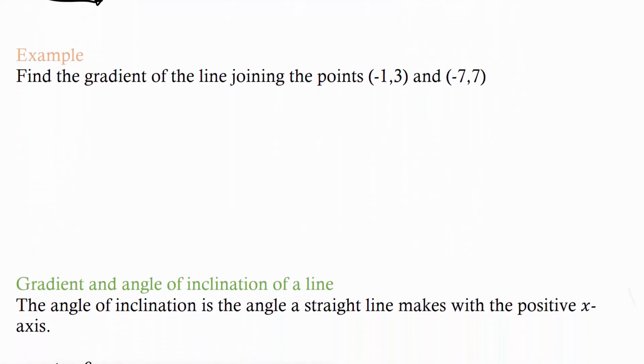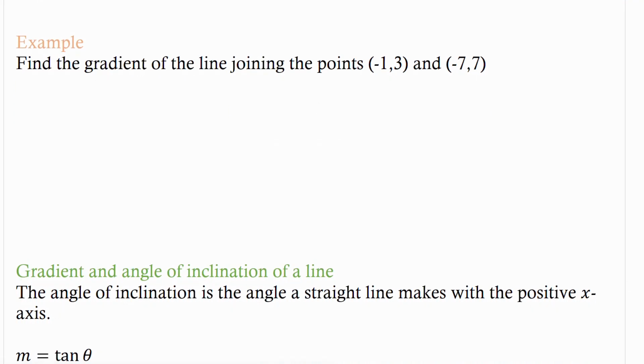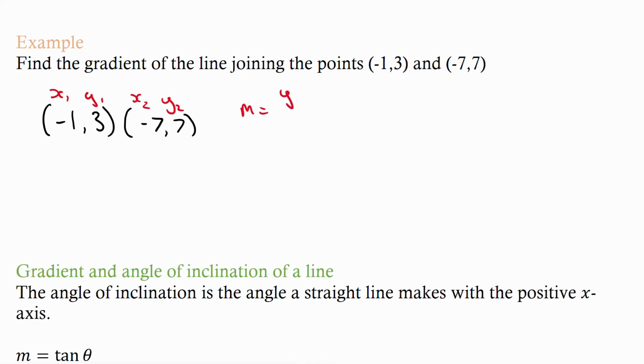Next, I'm going to show you how to use the formula. Here in our example, we have a gradient of the line we need to find, and the two points we were given were (-1, 3) and (-7, 7). What I like to do is write those down first. I'm just going to leave some space. So -1 and 3, and we also had -7 and 7. And what I like to do then is label them: x1, y1, x2, y2. And we remember that m equals y2 minus y1 over x2 minus x1.